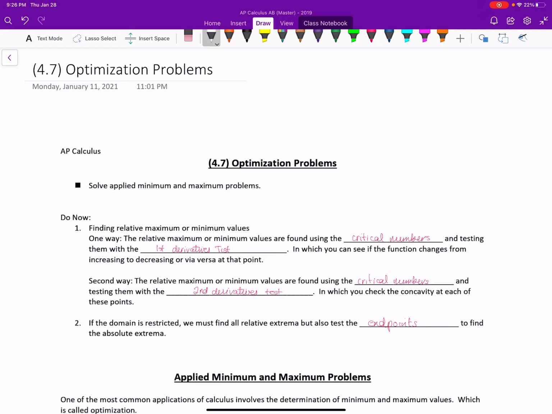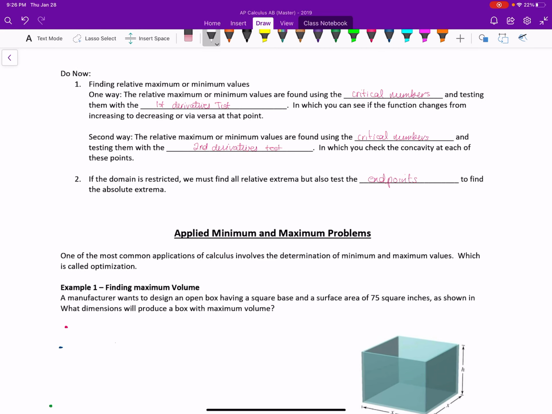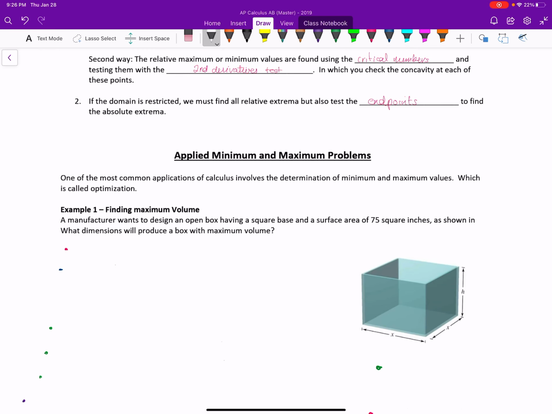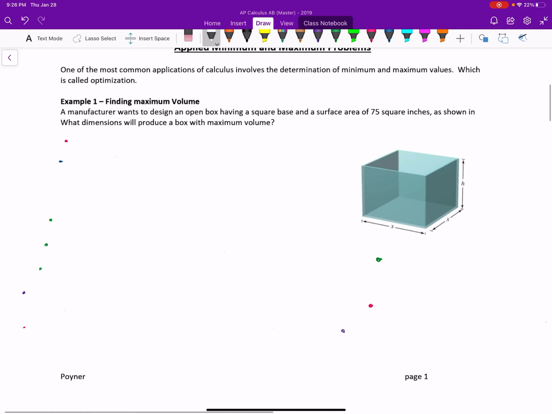Another way is if the domain is restricted and it has endpoints. So the extreme values may happen at the endpoint. So you always have to determine that, especially in optimization problems. The best way to do this is to jump in and try some problems. Hopefully in pre-calc, you've at least set up the equation for something like finding the surface area of a box that's open on the top, or completely covered, or a wrapping paper problem. These are all related to that. So let's try and put some calculus into it.